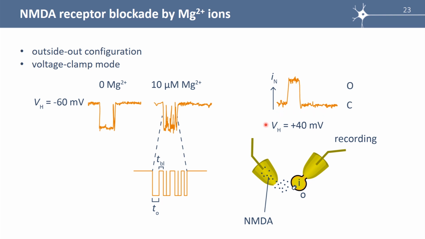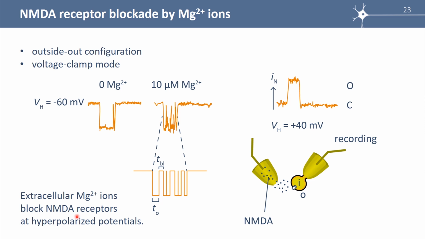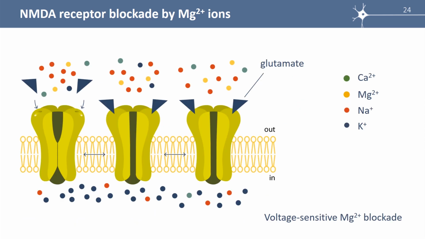Now, if we record at plus 40 millivolts, the current is outward because we are beyond the reversal potential of the current, but there is no blockade. Why? It's because the magnesium ions at hyperpolarized potentials are attracted to go into the channel, and they are so big when they are hydrated and they dehydrate so slowly that they block the channel. Now, when the membrane is depolarized, magnesium ions are no longer attracted to go inside and the channel does not block.